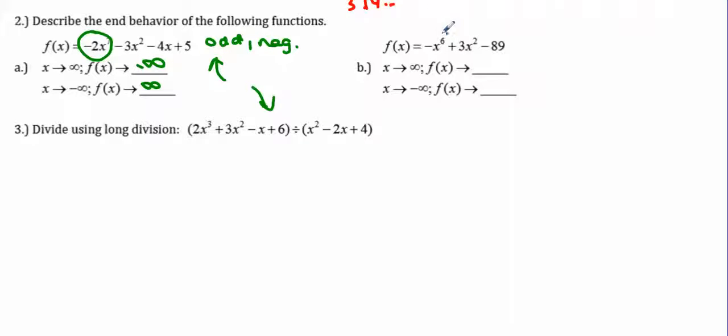Next one, the highest degree is 6 and the leading coefficient is negative 1. So this is even, and this is negative. Even, negative, think about a negative quadratic function. As x goes to positive infinity, f of x goes to negative infinity, and negative infinity as well.